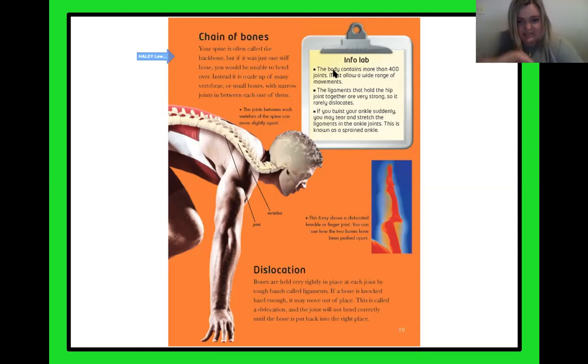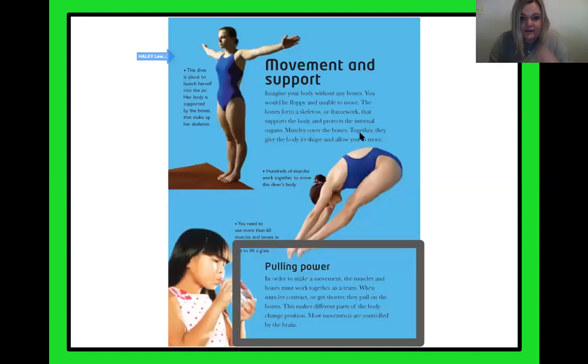The body contains more than 400 joints. Most allow a wide range of movements. The ligaments that hold the hip joints together are very strong, so it rarely dislocates. If you twist your ankle suddenly, you may tear and stretch the ligaments in the ankle joints. This is known as a sprained ankle.